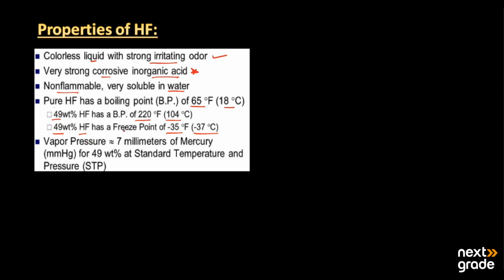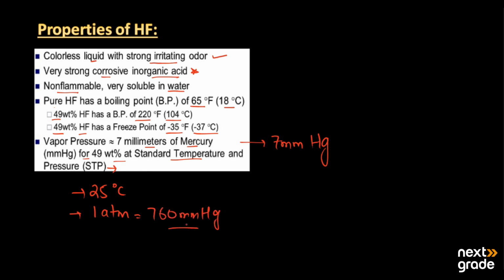The vapor pressure of HF is 7 millimeters of mercury, written as 7 mm Hg, for 49% by weight at standard temperature and pressure, STP. The standard temperature is 25 degrees Celsius and the pressure is 1 atm, or 1 atm is equal to 760 millimeters of mercury. So its vapor pressure is 7 millimeters of mercury, which is very low.